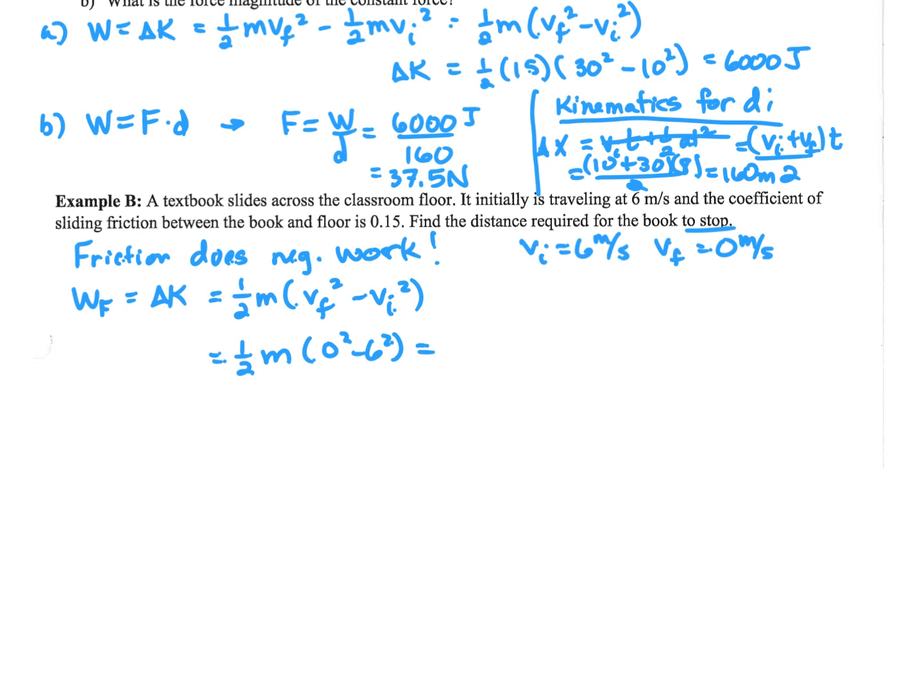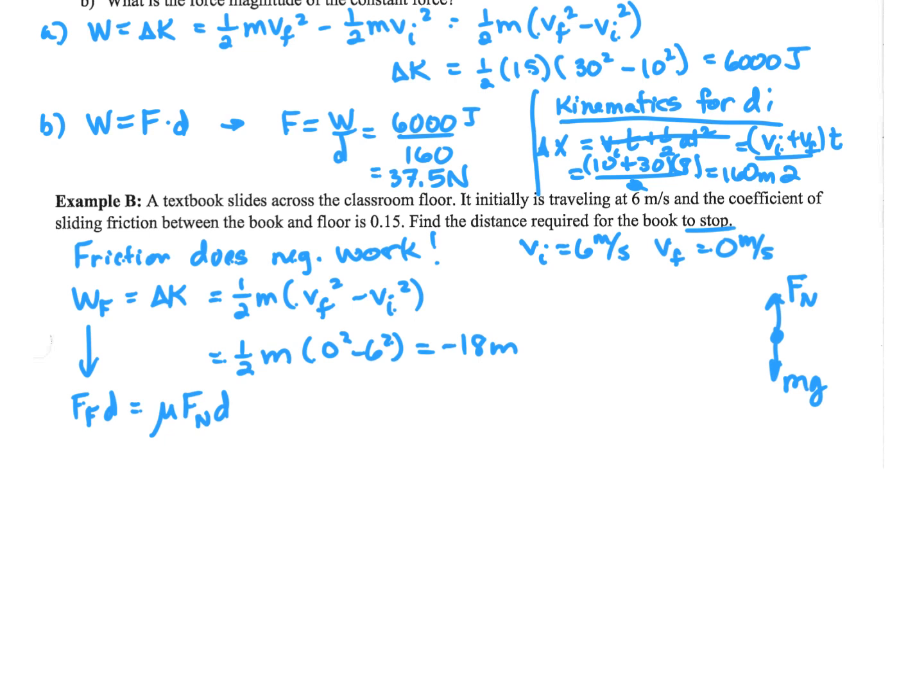What would the work due to friction be? Work due to friction would be the force due to friction times the distance. Force due to friction is mu times the normal force. If it's sitting on a book and we do a free body diagram, we have normal force going up and mg going down. So this is going to be equal to mu times mg times the distance, and that is going to be equal to that delta K.